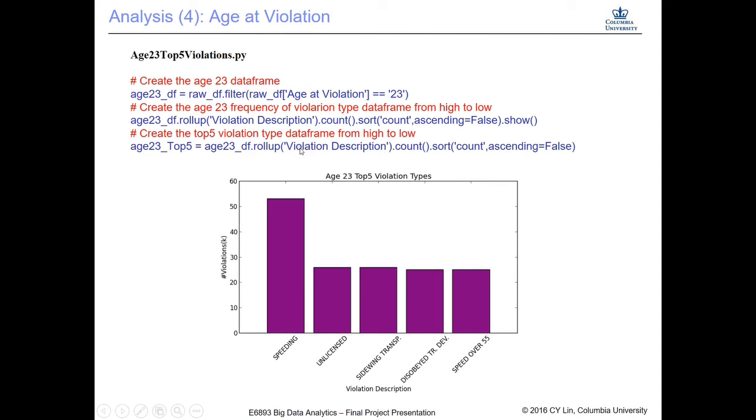File age 23 top 5 violations.py has the relevant code. It follows the same procedure as the earlier graph, but instead it uses a data frame only for age 23 and rollup and flat map operations for the violation description column. As you can see here in the bar chart, speeding is by far the most frequent violation. In addition, all the rest of the violations here are labeled as aggressive driving violations.